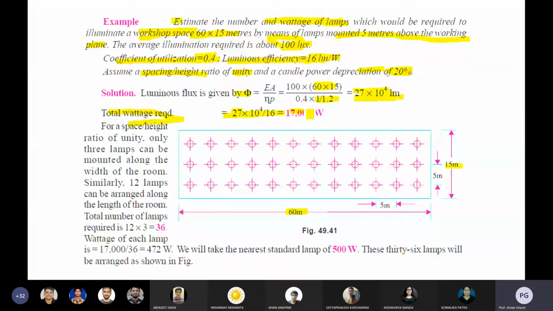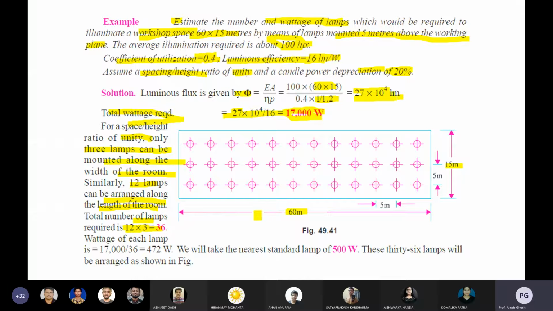For a space per height ratio of unity, only 3 lamps can be mounted along the width of the room. Similarly, 12 lamps can be arranged along the length of the room. The total number of lamps required is 12 into 3, that is 36. You have to calculate how many can be accommodated, and it is coming to 36.